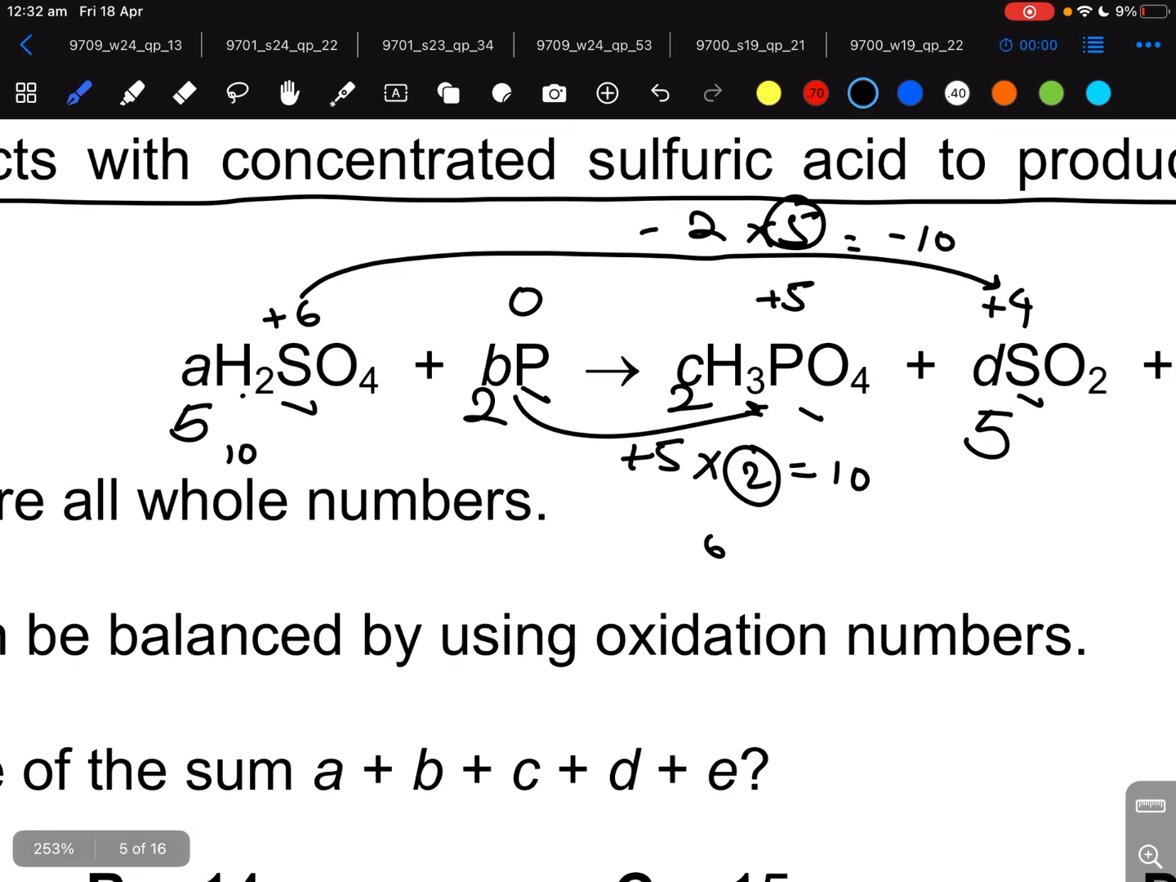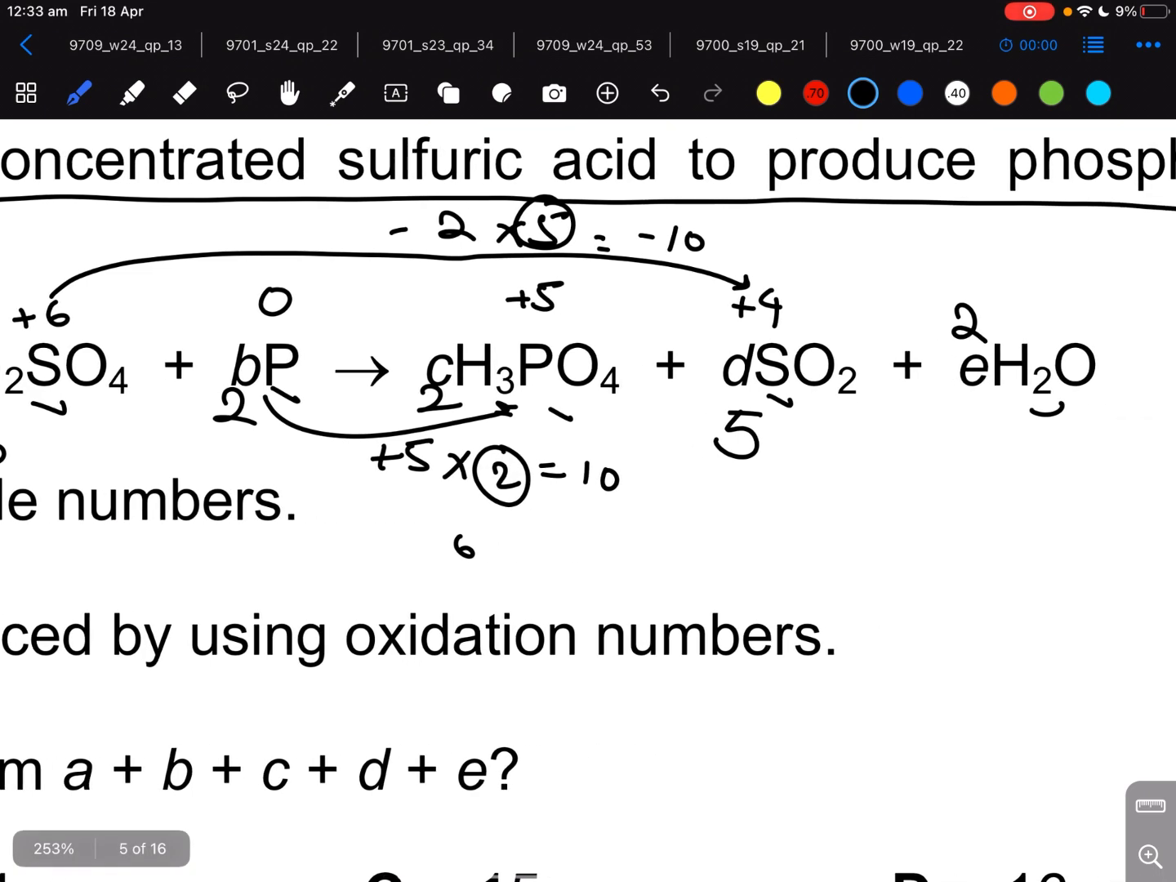Let's look at the oxygen. 5 and 4, that's 20 oxygens. And then here you have 2 and 4, that's 8 oxygens, plus 5 and 2, that's 10, so that's 18. And you need 2 more, 2 here, so you have it balanced.